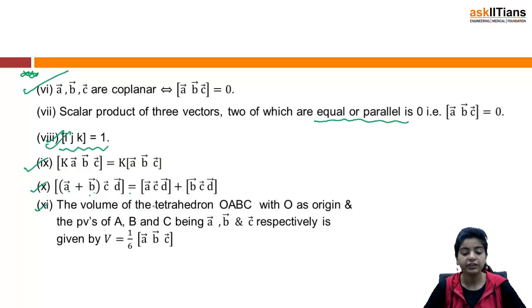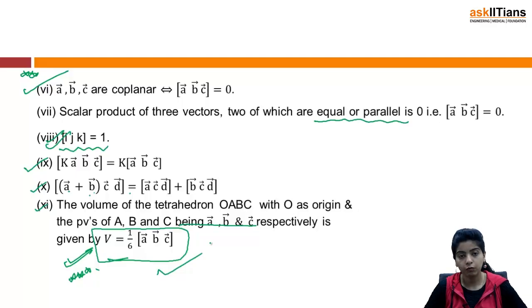The volume of the tetrahedron OABC, with O as origin and the position vectors of A, B, C being vector A, vector B, vector C respectively, is given by V is equal to 1 by 6 times the scalar triple product of ABC. Now this is again important. If you are required to find the volume of tetrahedron OABC, the position vectors of A, B, C are vectors A, B, C and O is the origin, then the volume is equal to 1 by 6 times the scalar triple product of ABC. So simply you can apply this formula to find the volume.